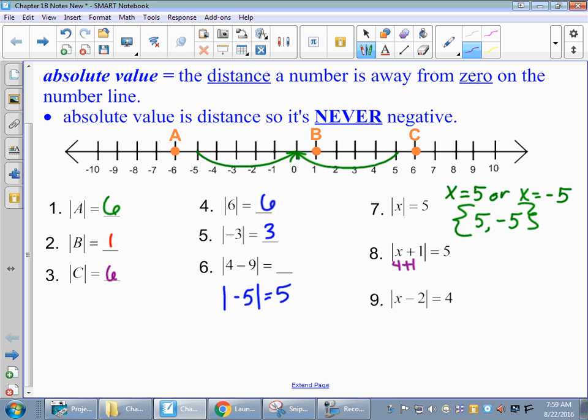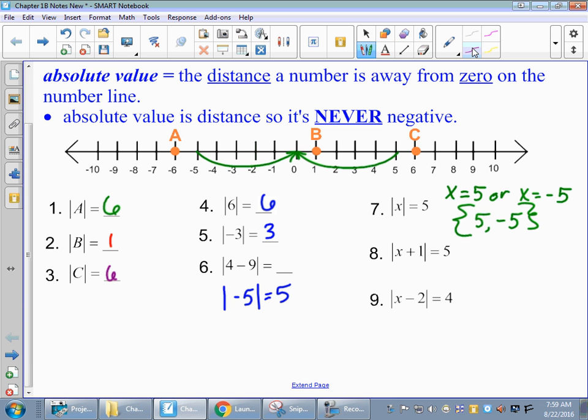The other side, the negative value, is a little bit more difficult to figure out. A lot of people want to say negative 4. But if you add 1 to negative 4, you actually get negative 3, not negative 5. So guess and check, when you get more complicated values inside the absolute value, is not the best method.